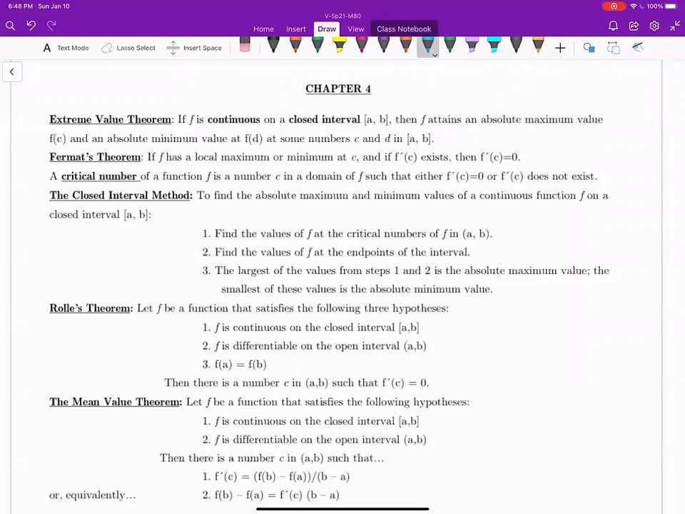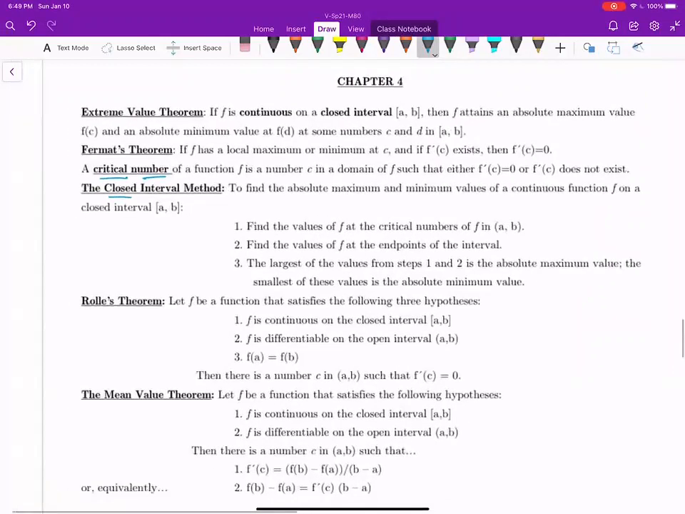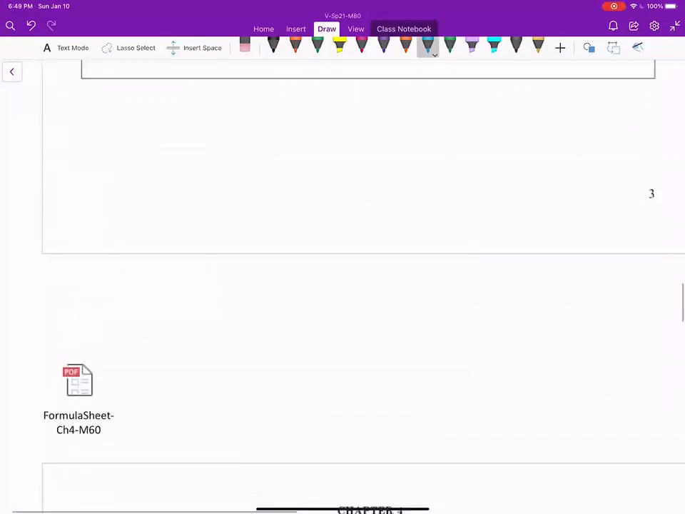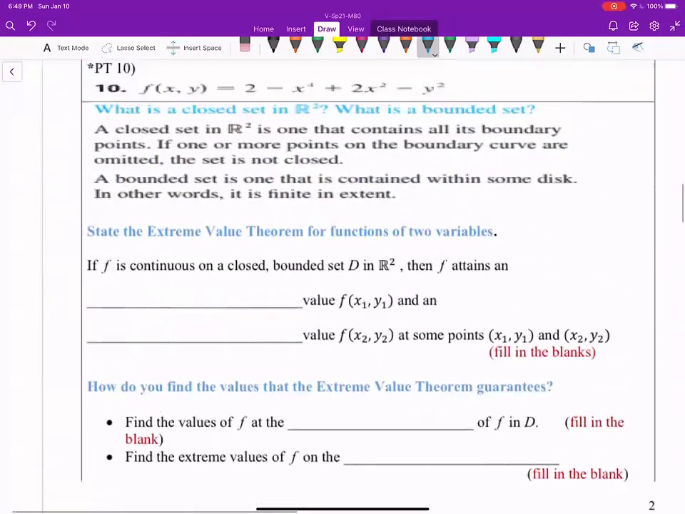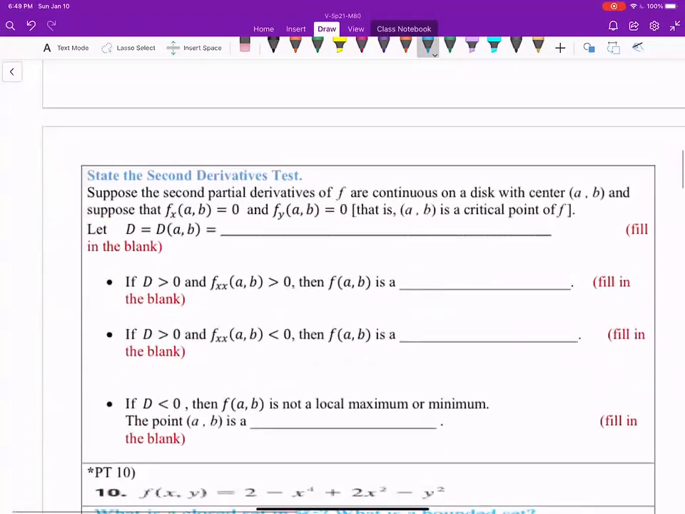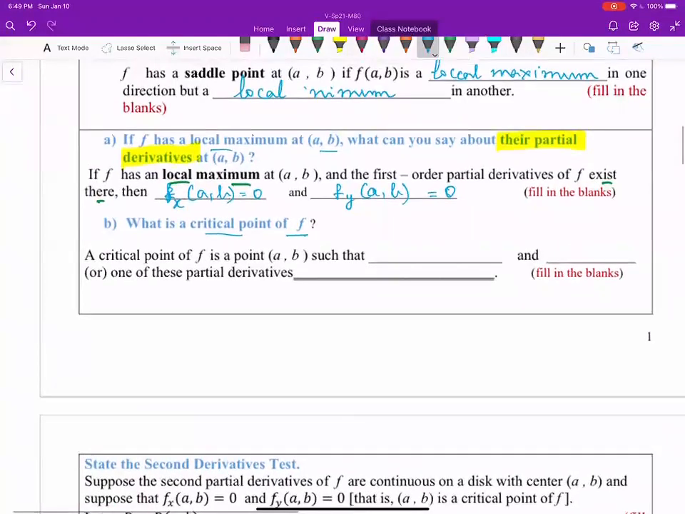In chapter 4, we also talked about the critical number of a function f. A critical number of a function f is a number c in the domain of f such that the derivative is zero or it does not exist. That's a critical number. So the same idea is what we are going to extend here. There it was only one derivative. Now keep in mind we have the partial derivative with respect to x and the partial derivative with respect to y.